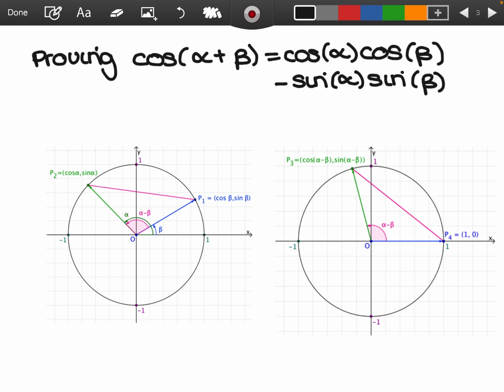Then I have this angle here, which is alpha minus beta. Okay, so it's our bigger angle alpha minus that smaller angle beta.